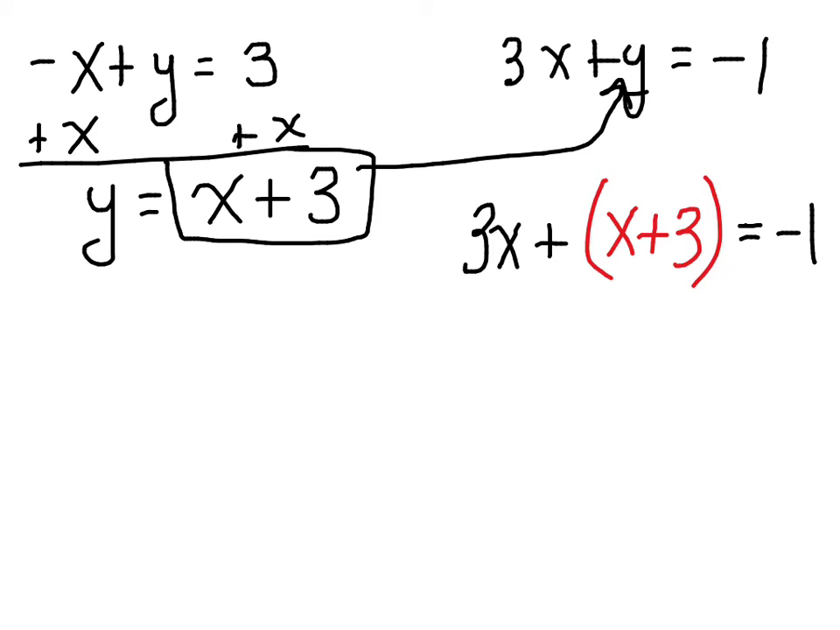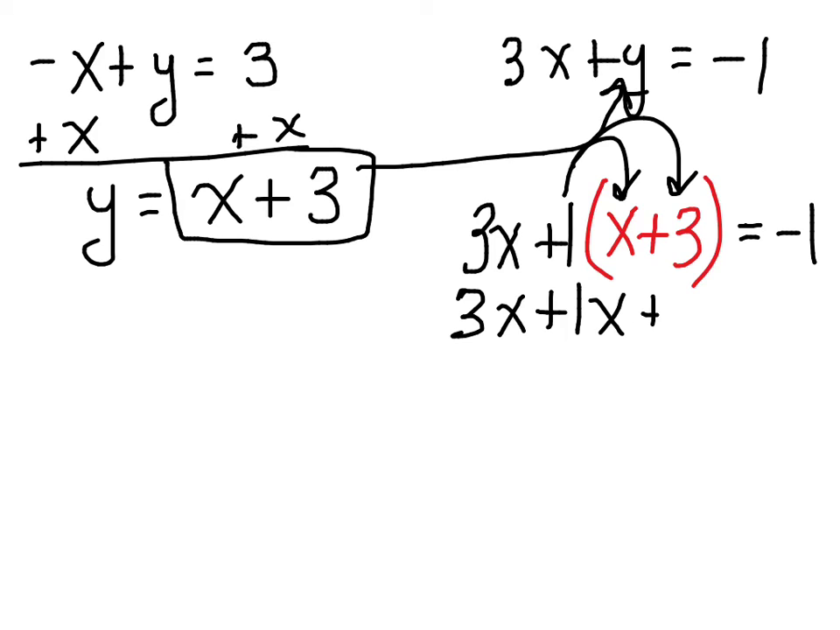Now I'm going to distribute if possible. What number's here if there's no number? 1. So what's 1 times x? 1x. What's 1 times 3? 3. Yep. These are on the same side. What's 3x plus 1x? 4x.